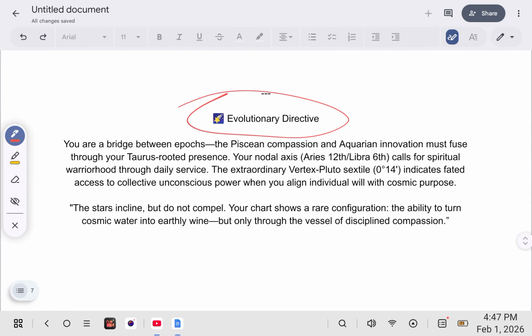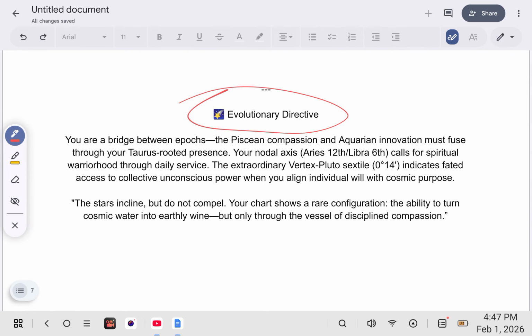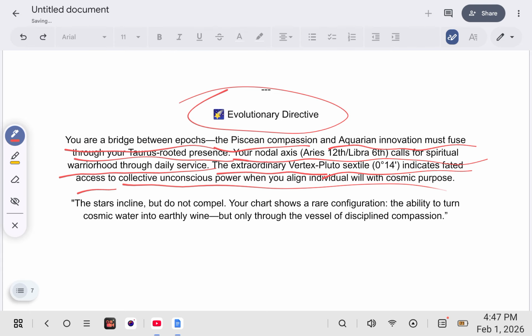But anyways, evolutionary directive. I am a bridge between epochs. Piscean compassion and Aquarian innovation must fuse through my Taurus-rooted presence. My nodal axis of Aries in the 12th house and Libra in the 6th house calls for spiritual warriorhood through daily service. The extraordinary vertex Pluto sextile 0.14 degrees indicates fated access to collective unconscious power when I align individual will with cosmic purpose.